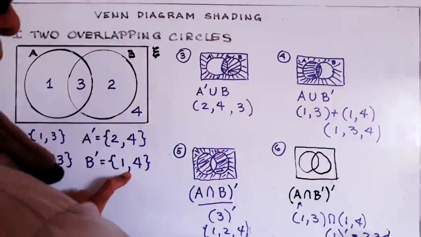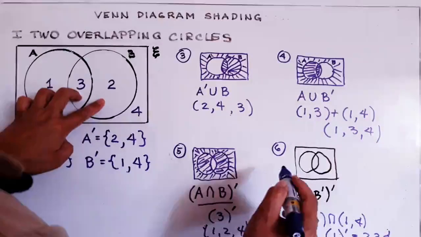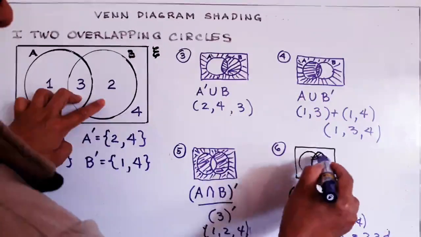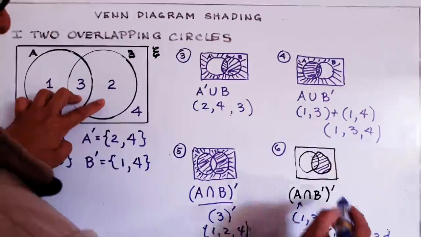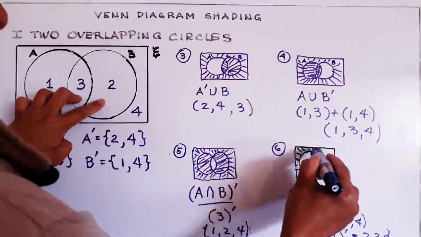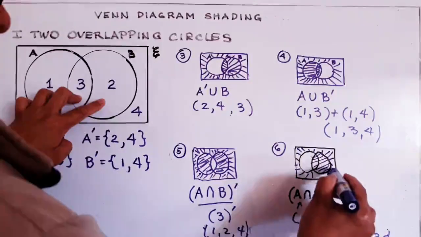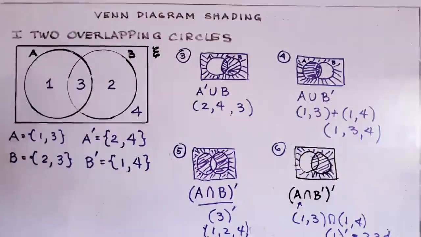We shade the 2, 3, and 4. Where's the 2 and the 3? So we shade this one. This one is 2 and 3, and then the 4. So we have that, number 6.